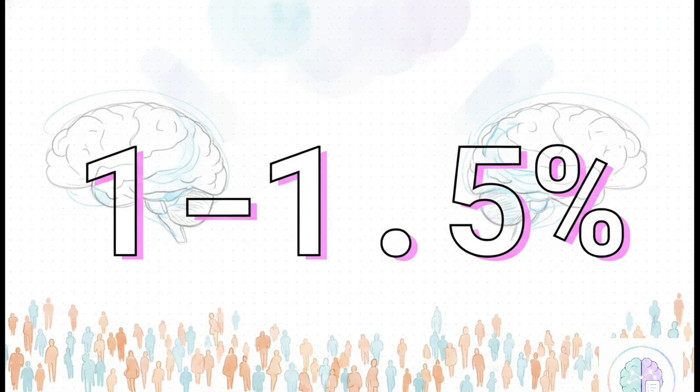Now, you might be wondering, just how common is this? Looking at the epidemiology, the sheer scale of the condition is kind of striking. The estimated overall prevalence sits between 1 and 1.5%. And while 1% might sound like a tiny fraction, when you apply that to the global population, we are literally talking about millions of individuals navigating this structural neurological issue.